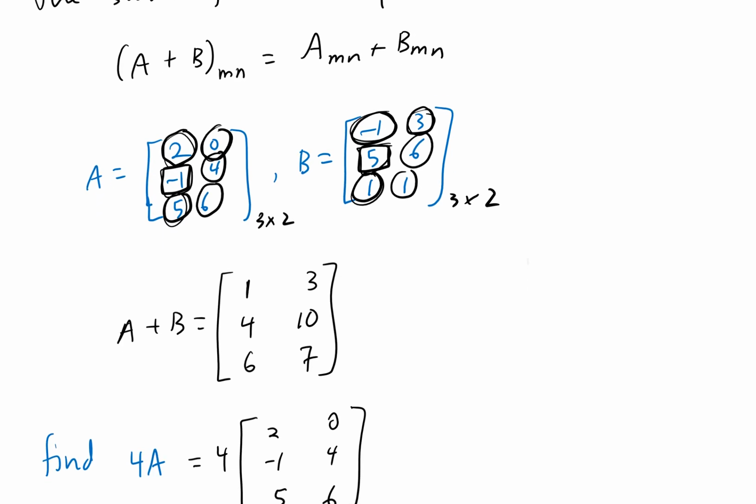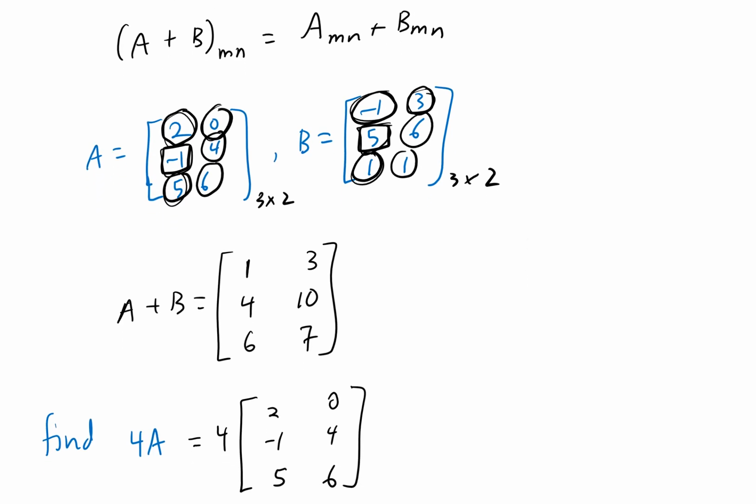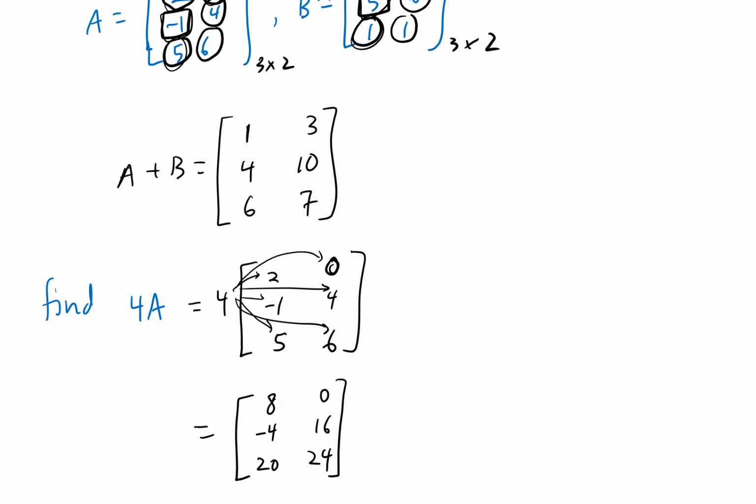Next, if they ask us to find a multiple of a matrix, say 4A, 4A means 4 times A. The way you do this, you multiply 4 by every entry. This 4 by this, 4 by this, 4 by this, and so on. So that gives us 8, 0, negative 4, 16, 20, 24.